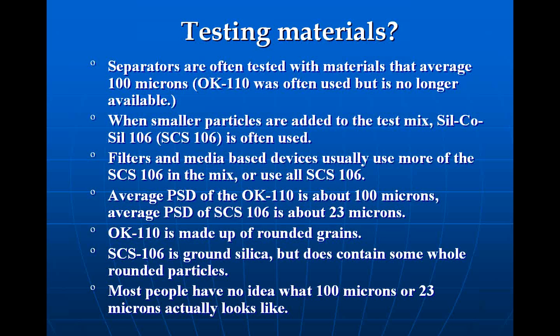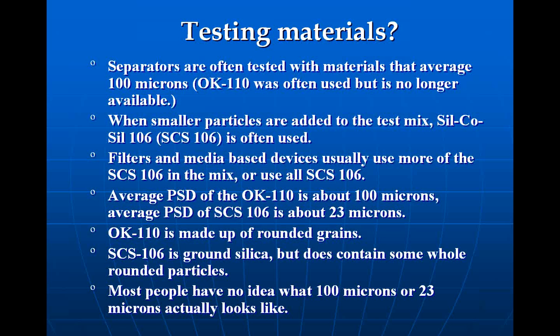And there's actual business built around having graded sand. And it's very useful in the ceramics industry and other things. So 100 microns for those things. When you want to add smaller particles to the test mix, now New Jersey has done this. They've added SilicaSil 106. Now this is a ground silica, okay? And when you get down to the filter or media-based devices, they usually use more of the SilicaSil 106, or they use all SilicaSil 106. SilicaSil is made by U.S. Silica, so is OK110. There are other products out there made by other mining companies and aggregate companies.